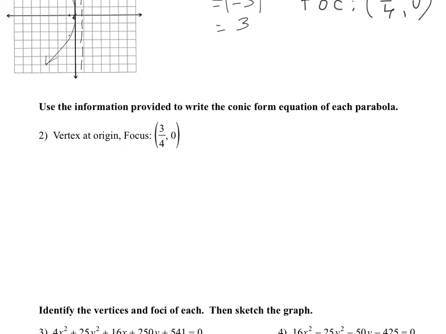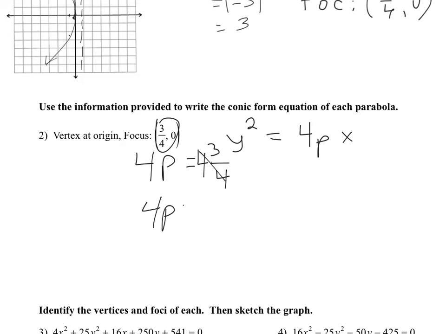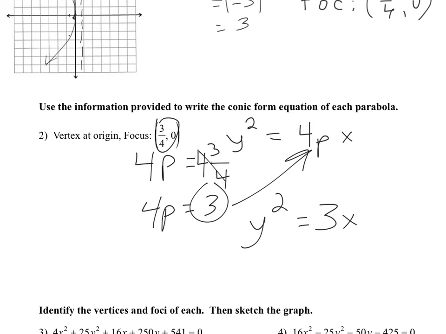And if it's a horizontal parabola, that means it needs to be modeled after the equation y squared equals 4px, where 3/4 is the value of p, so p equals 3/4. That means 4p would be 4 times 3/4. The 4's cancel, so 4p equals 3. So that's the value that you would put right there. So y squared equals 3x.